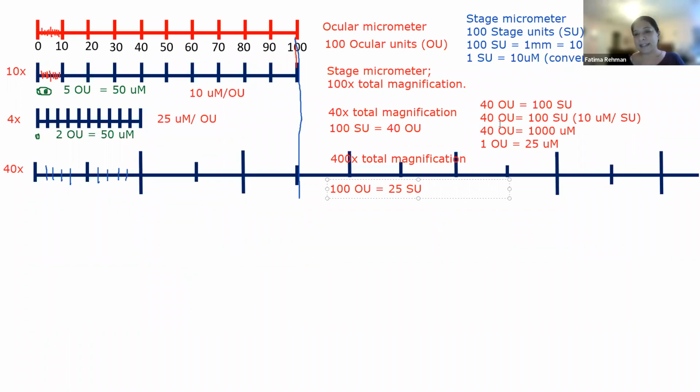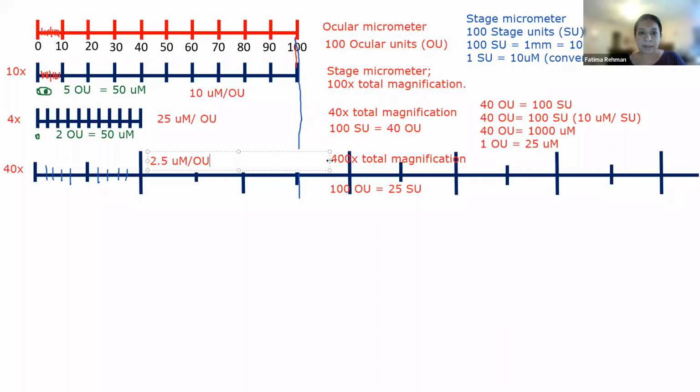Good job. Yes. So this time it's going to be 100 here, 25 here. Solve it out. It's 100 ocular units equals 250 micrometer. Dividing both sides, you end up with 2.5 micrometer per ocular unit. So same cell, how many units is it gonna be now?